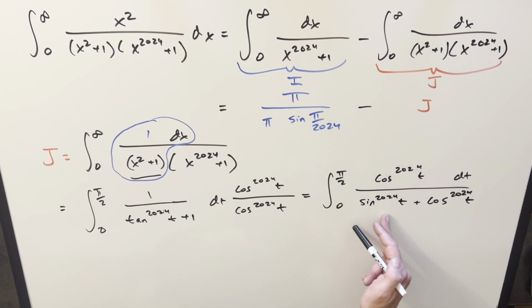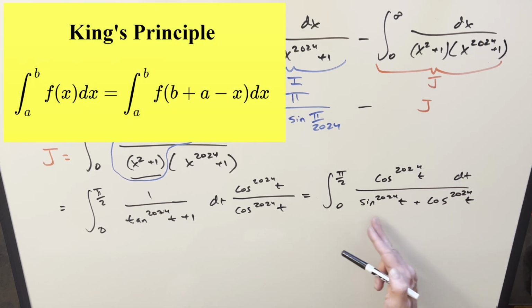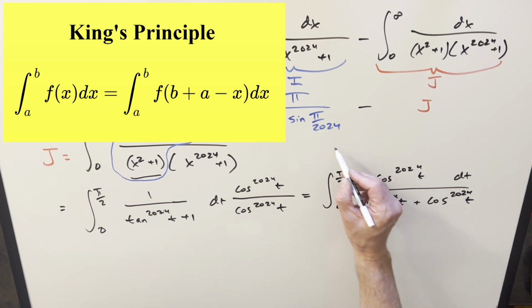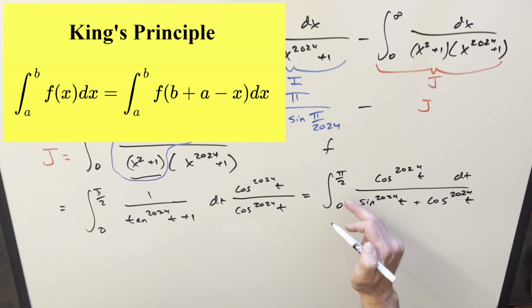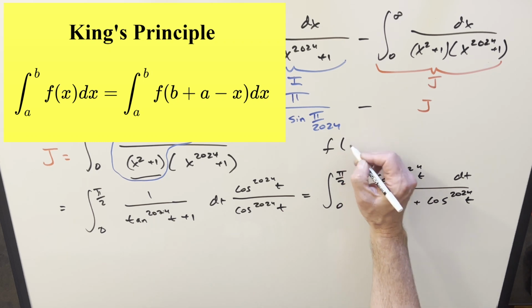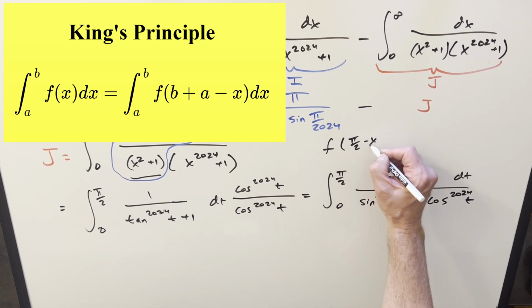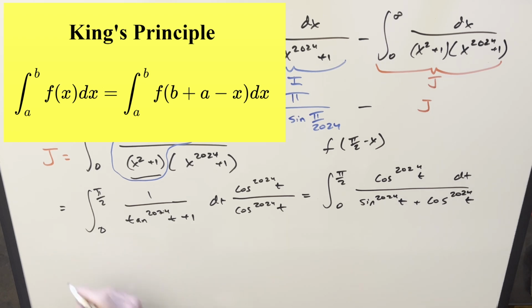But now this here is perfectly set up for King's principle. At this point, you may have just recognized this form and know the answer, but I'm going to do it out. So what we're going to need on this for King's principle is a plus b minus x, adding the bounds together. So that's going to give me f of pi over 2 minus x. Using the formula, the bounds are going to stay the same. So we're still going 0 to pi over 2.